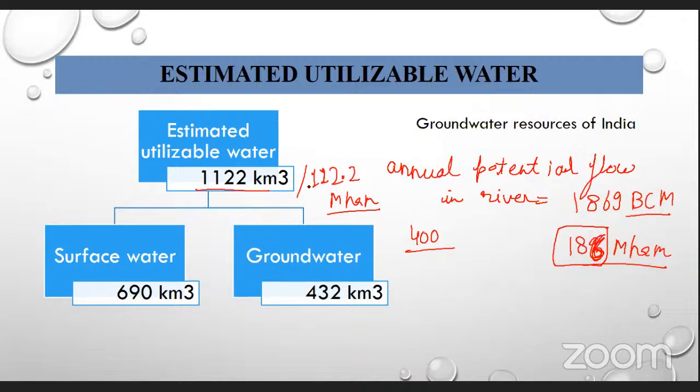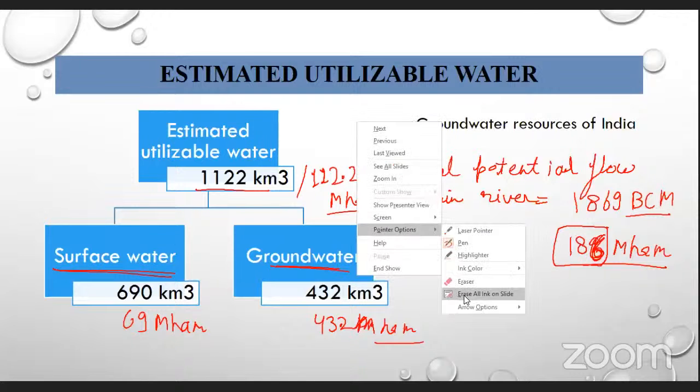Okay, and out of this 112.2 million hectare meter, 69 million hectare meter, or 690 kilometer cube, will be flowing as surface water, meaning whatever we can utilize, and 432 kilometer cube, or 43.2 million hectare meter, will be utilized as groundwater. Okay, now moving to the next.